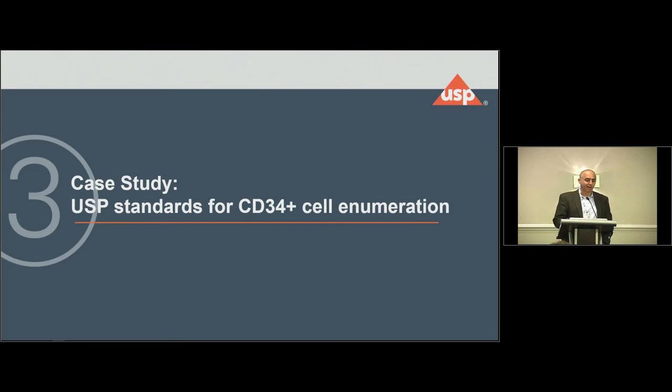Then I'll spend maybe 5 minutes on a case study for how we took a procedure that has been established to measure the number of stem cells based on the CD34 marker, and how we made that procedure compendial and developed a reference material that supports the measurement of this type of stem cells.